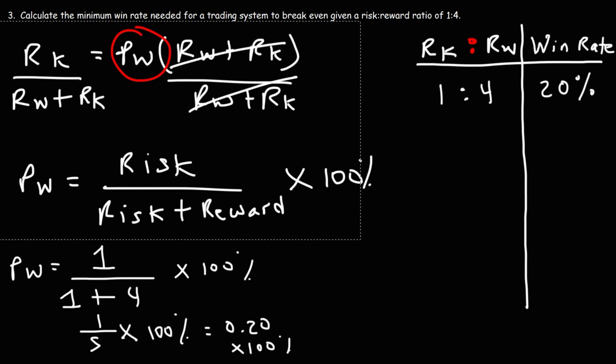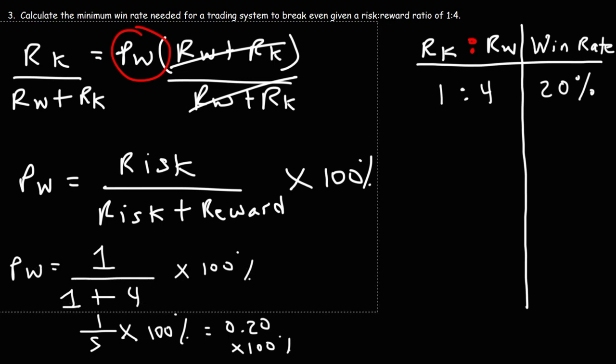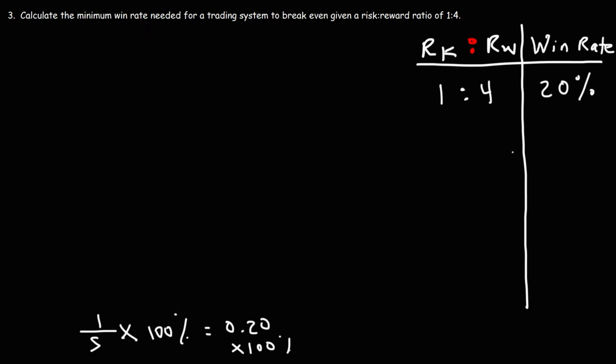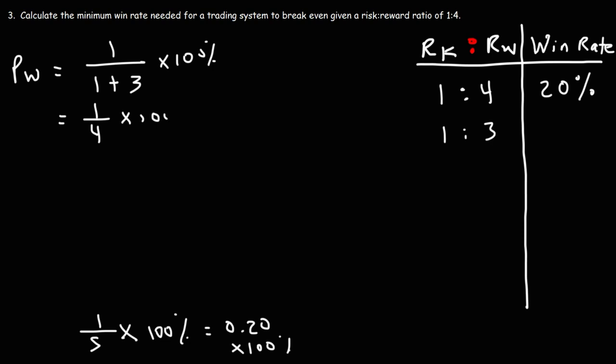Now let's look at some other numbers. What if the risk-reward ratio is 1 to 3? So then the probability of winning is going to be the risk divided by the sum of these two numbers, the risk plus the reward, times 100%. So that's 1 over 4 times 100%. 1 over 4 is 0.25. So for a 1 to 3 risk-reward ratio, you need a 25% win rate in order to break even.